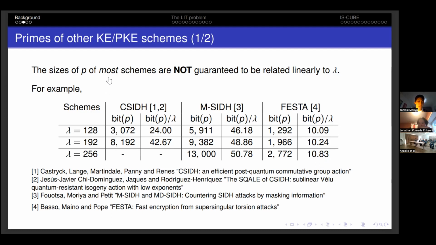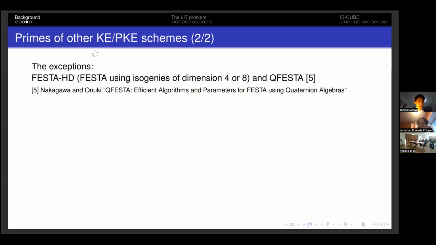Then I thought, and the most scheme is not guaranteed. So in other words, there's an exception of this type. And I know there are two exceptions. First one is FESTA HD. This is not a common word I introduced in this talk, but this is a FESTA using the isogenies of dimension 4 or 8. And the other one is QFESTA. And QFESTA is very recently proposed by Nakagawa and Onuki.